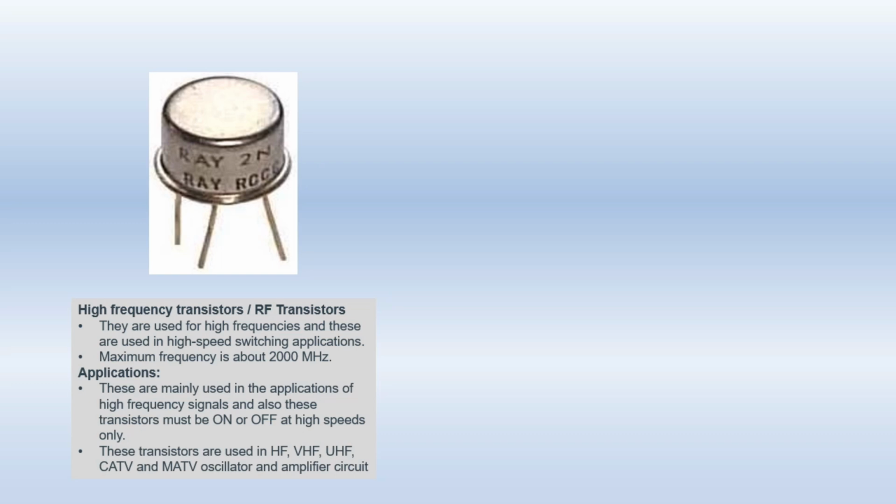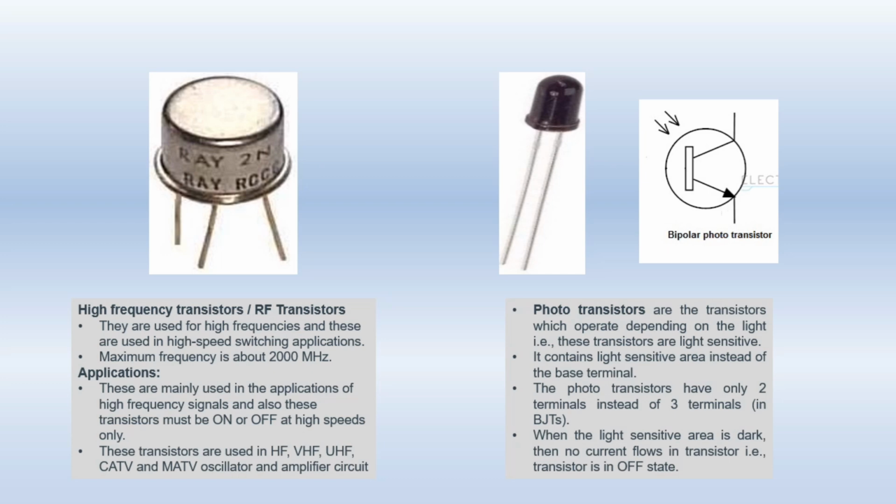oscillators and amplifier circuits. Next we have phototransistors. These transistors operate according to the light. If light falls on them, they will operate. Otherwise, they will not operate. As you can see, their base is very sensitive to the light. So when light falls on it, this transistor turns on. The phototransistor has only 2 terminals instead of 3. When the light sensitive area is dark, then no current flows in the transistor and the transistor is in the off state.